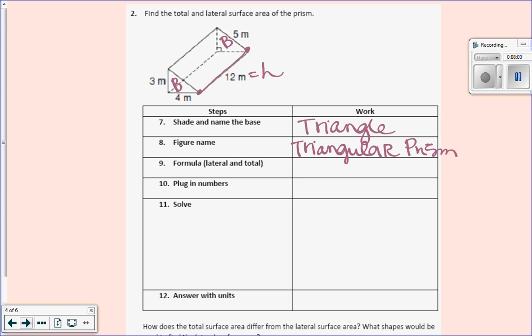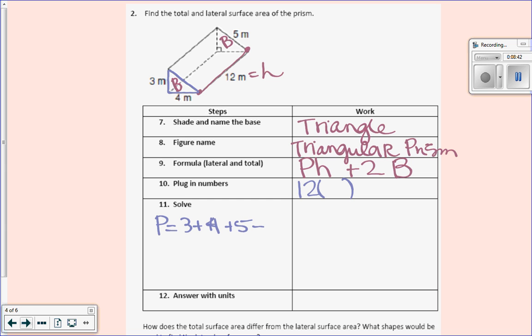Let's go ahead and we're going to solve for the total surface area. So we have P times H plus 2 times B. Okay, let's actually solve for P out to the side here. What's P stand for? Perimeter of the base. Good. So we're going to add 3 plus 4 plus 5, which gives us what? Good. 12. This might look a little bit nicer here.